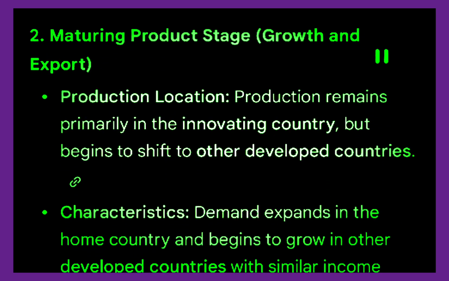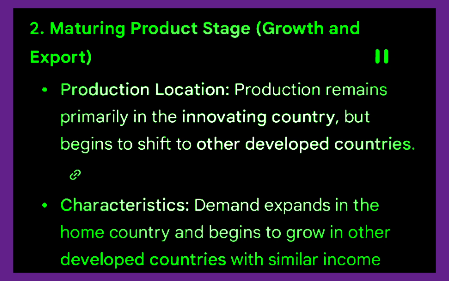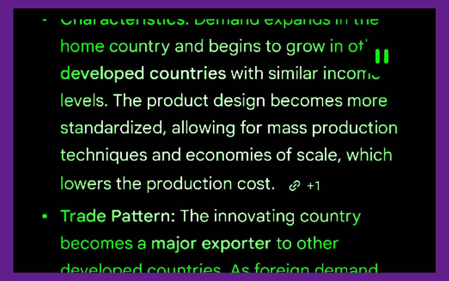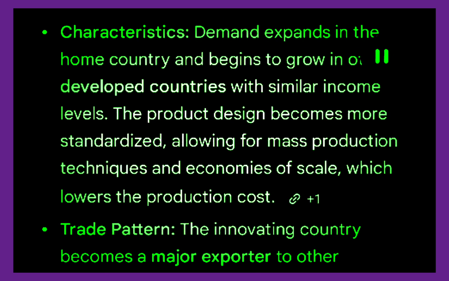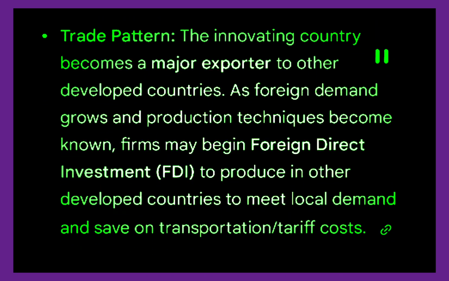2. Maturing product stage, growth and export. Production location. Production remains primarily in the innovating country, but begins to shift to other developed countries. Characteristics. Demand expands in the home country and begins to grow in other developed countries with similar income levels. The product design becomes more standardized, allowing for mass production techniques and economies of scale, which lowers the production cost. Trade pattern. The innovating country becomes a major exporter to other developed countries.